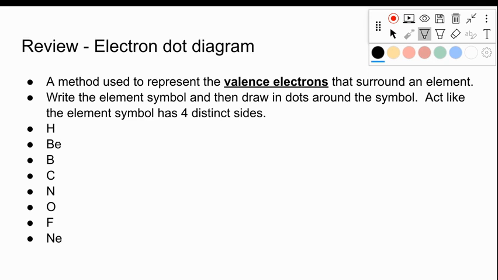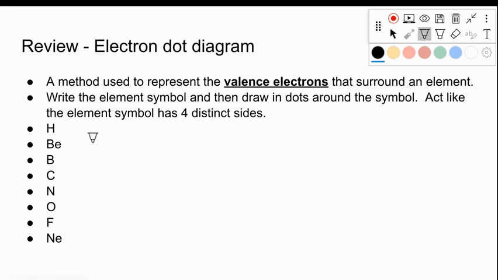And so we're going to start out with a review of what an electron dot diagram is, or a Lewis dot structure, whatever you guys want to call it. It's just a visual representation of what's happening to those valence electrons around the element symbol. You're looking for a model to show the outermost electrons that are involved in chemical bonding. So you're going to treat the element symbol like it has four distinct sides, and you're going to draw dots to represent the valence electrons. I always start on the north side and go around clockwise, but there's not a rule that says to do that. That's just my consistent way that I do the problems.